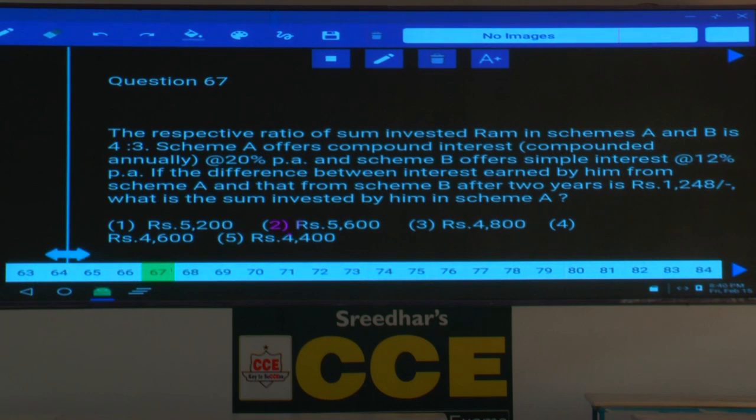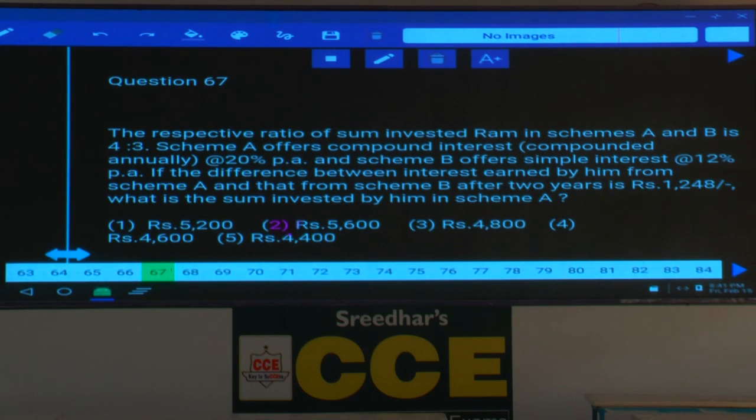Next. The ratio of sums invested by Ram in scheme A and scheme B is 4:3. Scheme A offers compound interest at the rate of 20% per annum annually. So how much interest will you get using compound interest at 20% per annum for 2 years? 44, using X plus Y plus XY by 100. Right, you will get 44% interest. 44% of what? 4 parts.